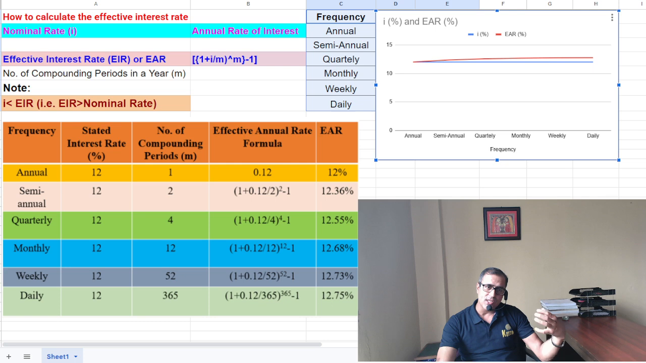Once we adjust the frequency, the number of compounding periods, it will affect the effective interest rate, and it is equally applicable when you are discussing things from the investor's point of view, the financial point of view, friends.